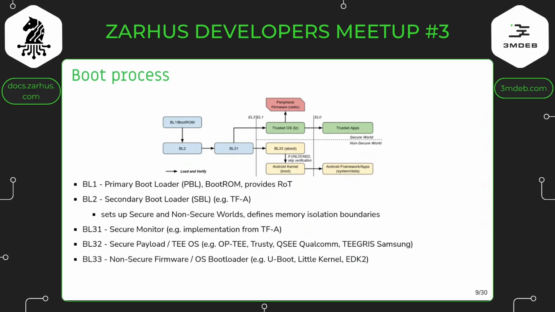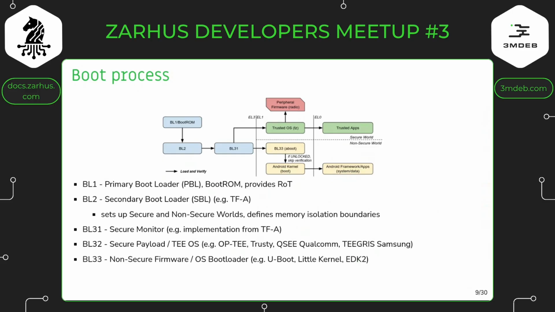Depending on the hardware vendor, the implementation might be a bit different, but the general flow should look basically the same. So we always start with some form of primary bootloader, which is typically stored in a boot ROM, a read-only memory, which is fused directly into the SoC. And it is our root of trust.